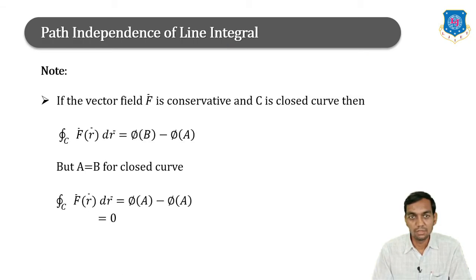Now, note, if f bar is conservative and C is a closed curve, then the integral of f bar dot dr is equal to phi B minus phi A. But closed curve means the starting and end points are the same. So A is equal to B, and that will give the answer 0.